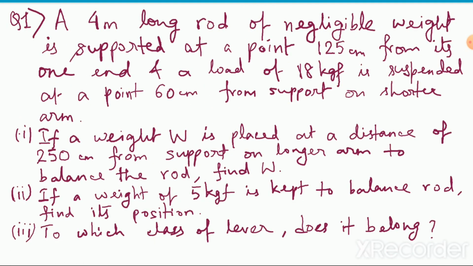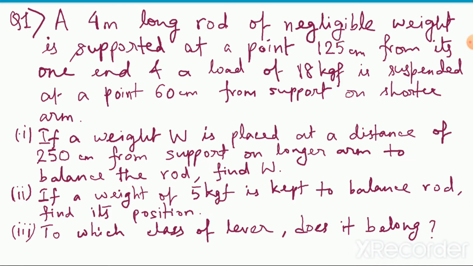Now the second part is, if a weight of 5 kg is kept to balance the rod, find its position. So the question says, instead of W we are using a weight of 5 kg, isn't it? Then where do we have to place the weight of 5 kg?